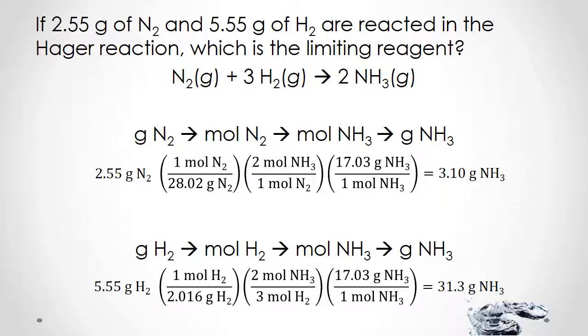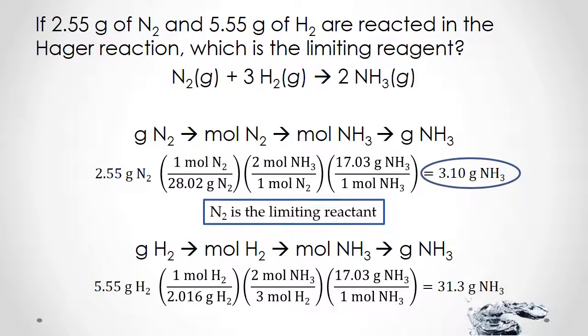Well, 31.3 grams of NH3 is about 10 times more than 3.10 grams of NH3. So the 2.55 grams of N2 is going to produce the smallest amount of NH3. Therefore, my N2 is going to be my limiting reactant.